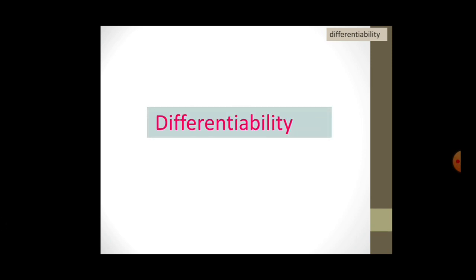Hello students, welcome to the chapter Differentiability of the function. In this video, you are going to learn the definition of differentiability, left-hand derivative, right-hand derivative, and a very important theorem. So before that, let me recall the definition of derivative of the function.